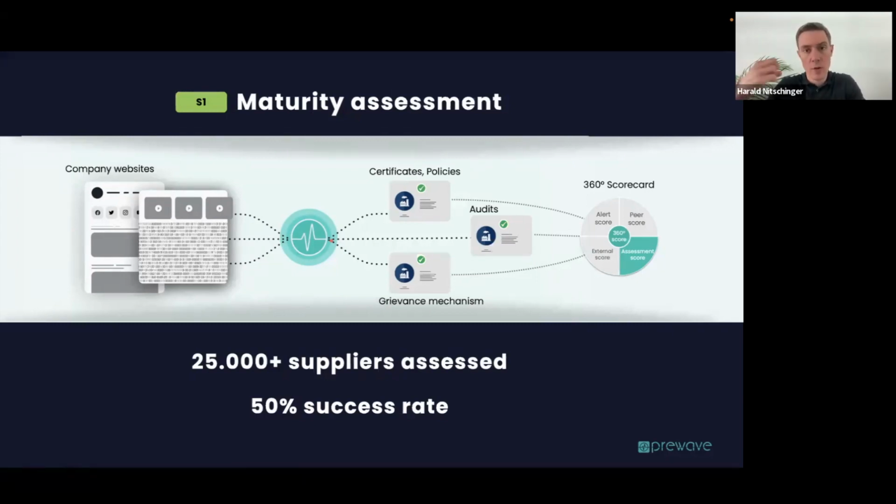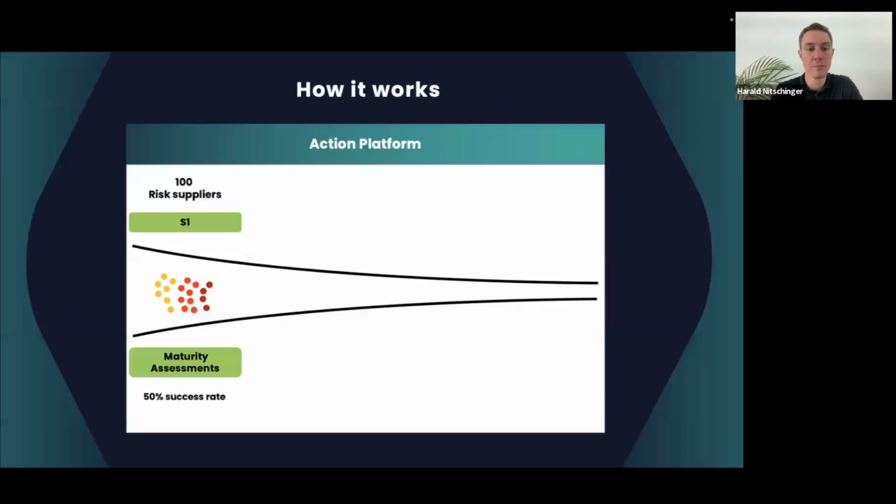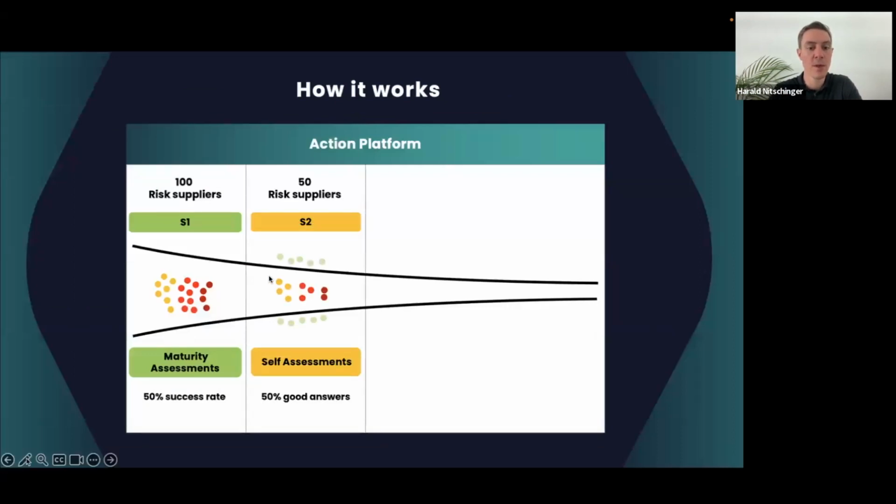And if they do, we grab these certifications, these policies, we validate them and add them to the scorecard of that supplier. And we have so far accomplished this for several thousand suppliers. And we have an average of a 50% success rate. So without the need to actually ask the suppliers with self-assessments, we can actually already move a lot of them from, let's say, being red or yellow into the green, because the existence of certifications is an indication of higher capacity and maturity at the supplier.